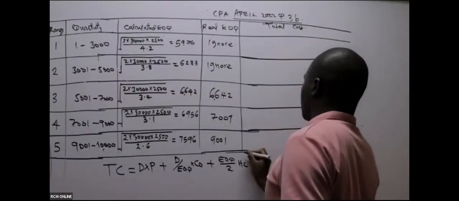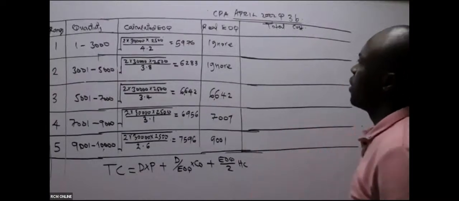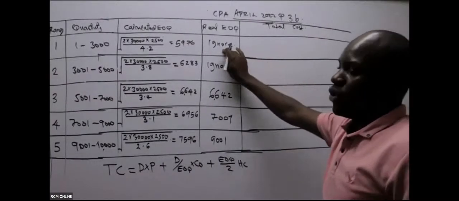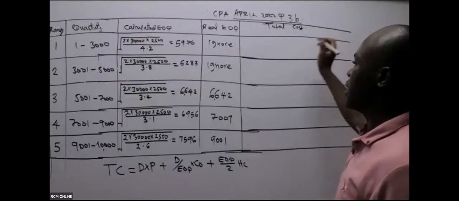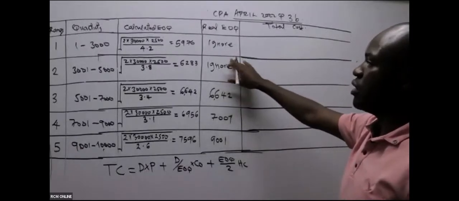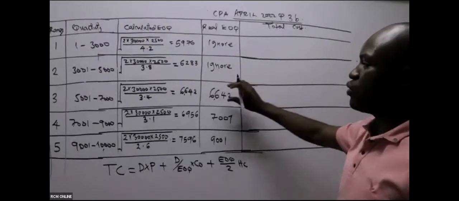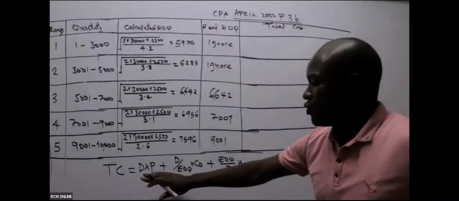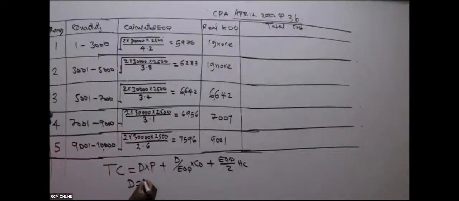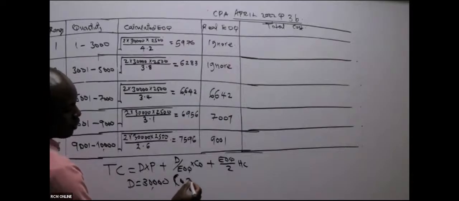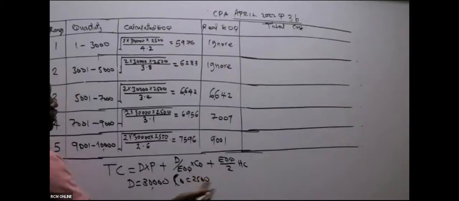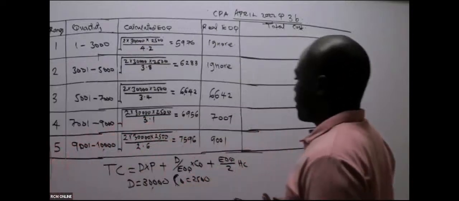Let's go ahead and calculate it. So the first one we say ignore. When you ignore it, nothing will be happening here. So just forget about it. That is the end of it. Let's come to number 3. So let's use that to get total cost. Demand, we said, will not change. So demand was 30,000 if I'm not wrong. Ordering cost was 2,500. Holding cost will be changing, and of course we have them here, so there's no problem.